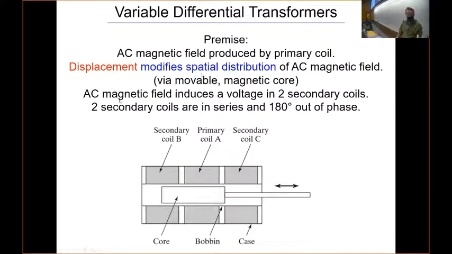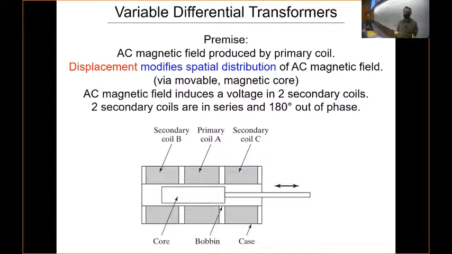So that AC magnetic field then induces a voltage in these two secondary coils. Depending on which direction it's displaced in, it's going to produce a stronger AC voltage in that coil. And we're going to see a circuit here about how these are combined together to get us our output. But we're starting to dig into that now.